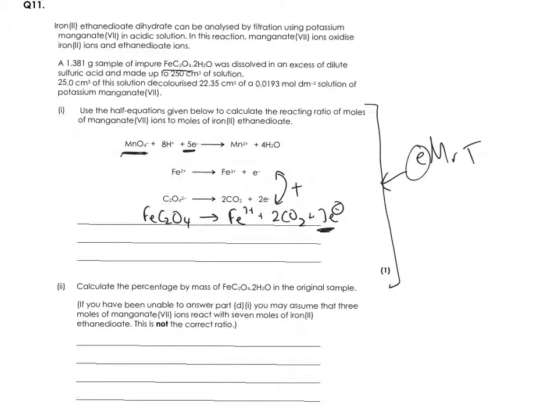So actually, you'd multiply this bottom equation by 5, and you'd multiply this top equation by 3 in order to get your ratio. So your ratio of MnO4 to iron is 3 to 5. So you'll need that a little bit later once you're working out the rest.